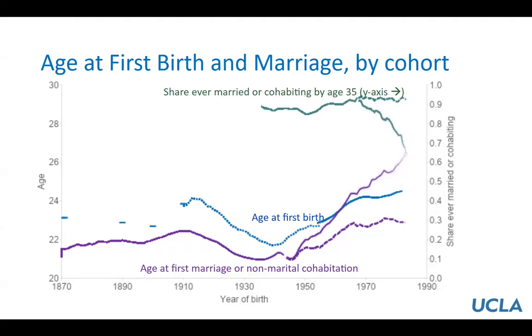During the baby boom, we see a fall. And you also have the share ever married or cohabiting kind of ticking along, and it's slightly lower as you go back. Basically, a straight line. Around 90% of women have ever married or cohabited as you move through all of these cohorts.